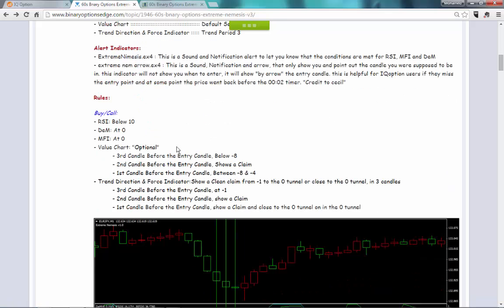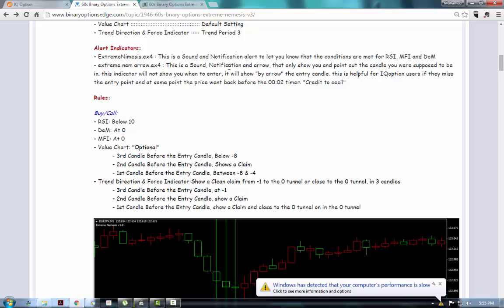Okay. So now this indicator is basically for non-trading purposes, the extreme nemesis zero. This is not for trading. It only shows you the candle that you need to go in. This is where you need to go in. I don't see it working anywhere else, I only see it working on IQ Options. That's why I posted it there, in case they want to maybe trade while doing that. Some people like to take the risk, but I don't really recommend it.